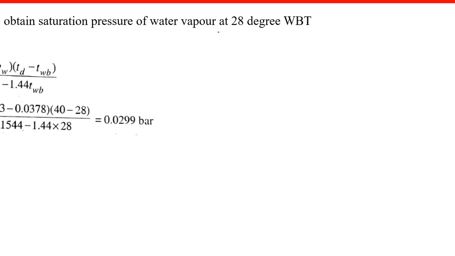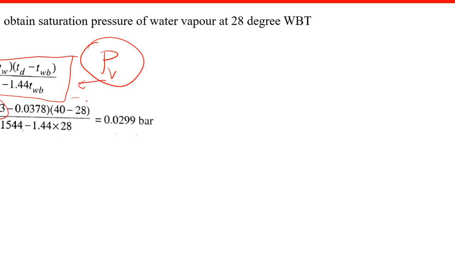So we use this formula. This is the Carrier equation, which we already explained, for finding PV by the analytical method. Remember this formula and put in all the values. PB is given, PW we obtained from the steam table, and for the difference, 40 minus 28, we put the values in degree centigrade, not in Kelvin, because it is a difference. Here also TW is put in degree, not in Kelvin.